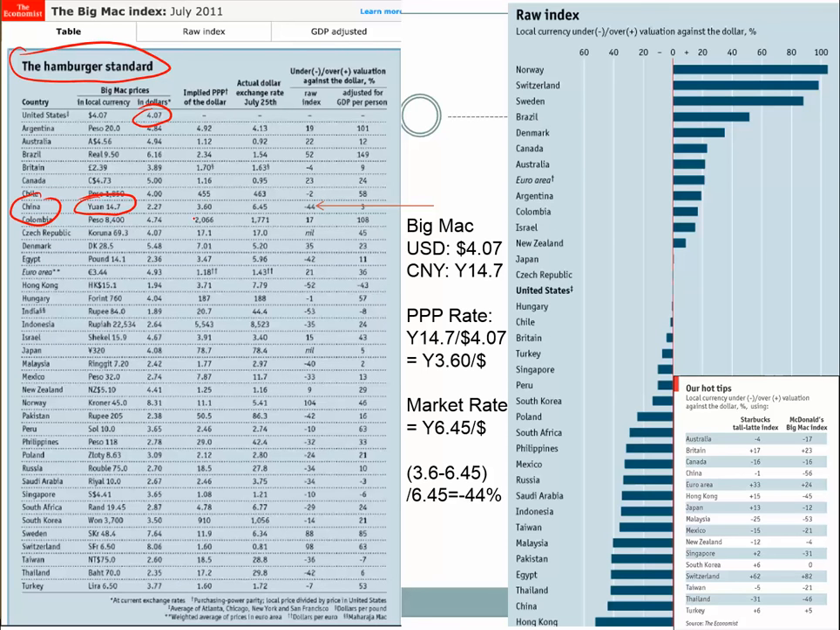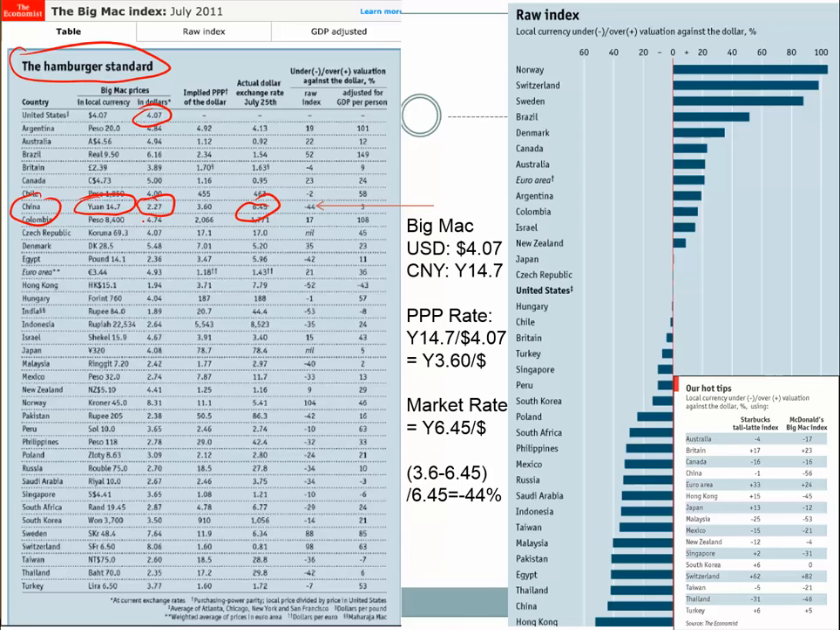And the market exchange rate was 6.45. If I take my 14.7 yuan at a market exchange rate of 6.45, you see that Big Macs in China would sell for $2.27, which implies that the currency is undervalued.